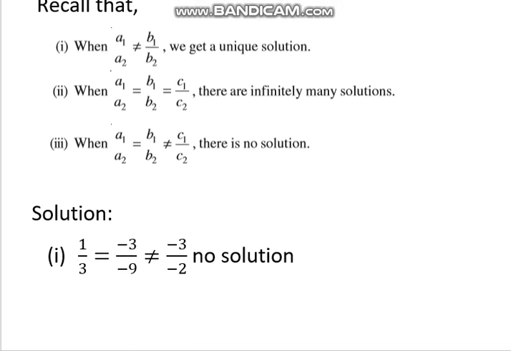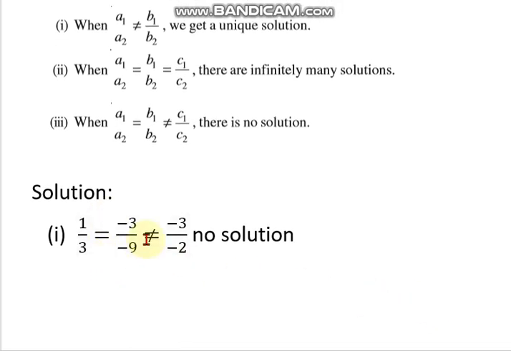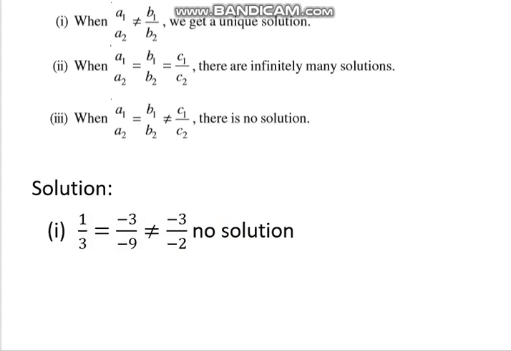So here you can see that 1 upon 3 is equal to minus 3 upon minus 9, but is not equal to minus 3 upon minus 2. So there is no solution. Now let us see this second sum.